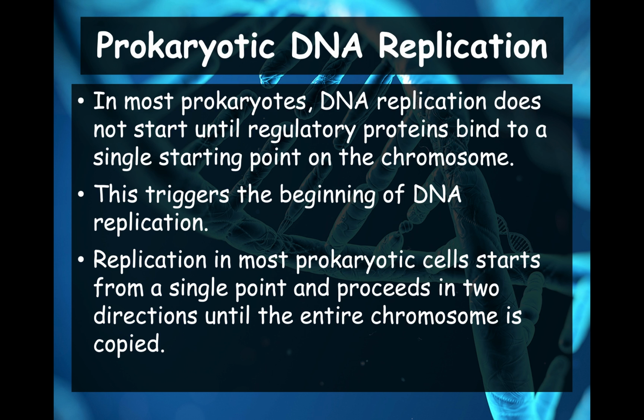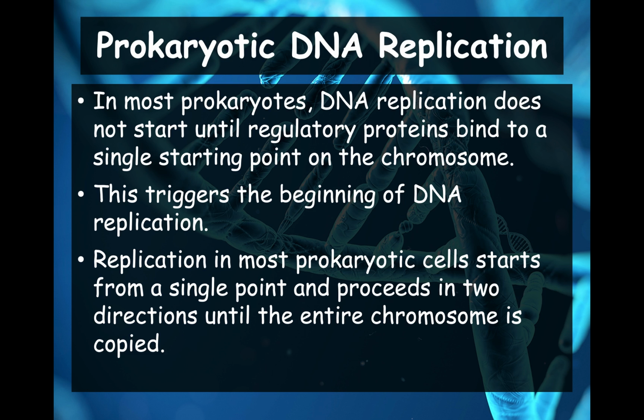Okay, so in most prokaryotes, DNA replication does not start until regulatory proteins bind to a single starting point on the chromosome. These regulatory proteins have to actually bind to a part of the chromosome in order to start DNA replication. This will trigger the beginning of DNA replication, and it's a little bit different. So we're going to take a look at it because it's in that circle, right? We have that circular DNA, and there's a good image that shows it.